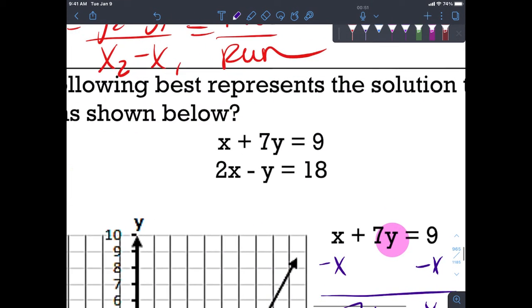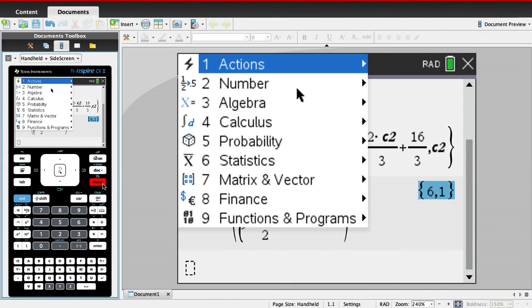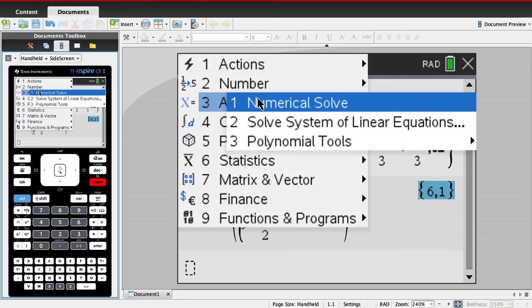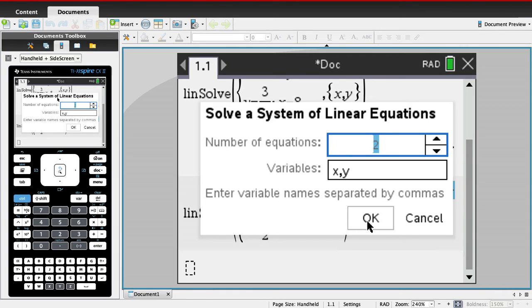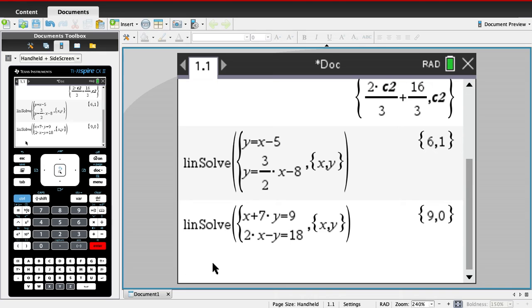Well, I can do the cheat way, I can just run a LinSolve on this. So let's do that. So menu, algebra, solve system of linear equations. All right, so let's type in the two original equations. And it tells me 9 comma 0, so my intersection should be at 9 comma 0.